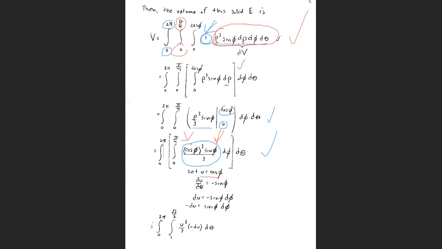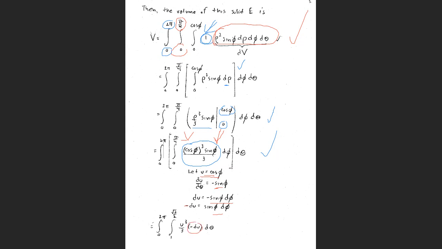Okay, John remembers it. Yeah, let u equal cosine of phi. Du d theta is negative sine of phi. Du then is negative sine of phi d phi. And so negative du is equal to sine of phi d phi. And so I can replace sine of phi d phi with negative du.